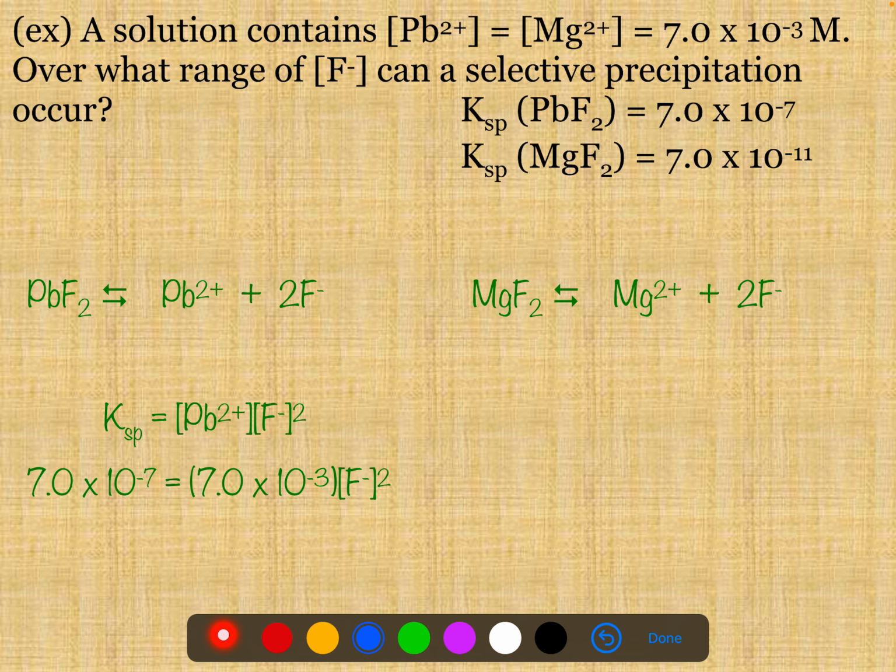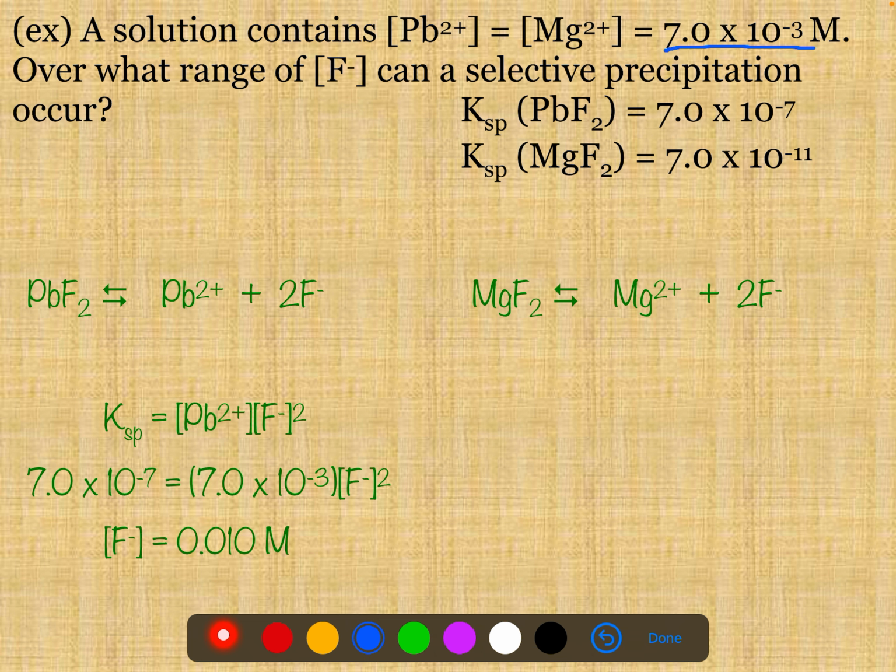If we plug that in, we know it gave us that lead's concentration was 7.0 times 10 to the third. We know the KSP for lead 2 fluoride. So if we divide by the 7.0 times 10 to the third, that would give us F squared, and then we would take the square root. So the fluoride concentration for this to precipitate out would end up being 0.010 molar.